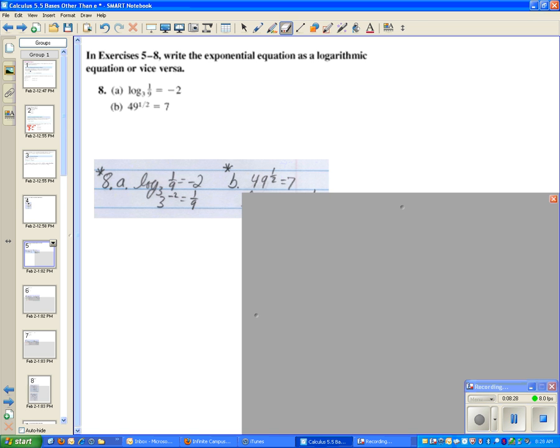On B, we're going to change an exponential equation to a logarithmic equation. All right, so let me show you doing it over here. So we've got the log of, what's the base? 49. Okay, what are we finding the logarithm of? The 7, and what should it equal? 1/2.